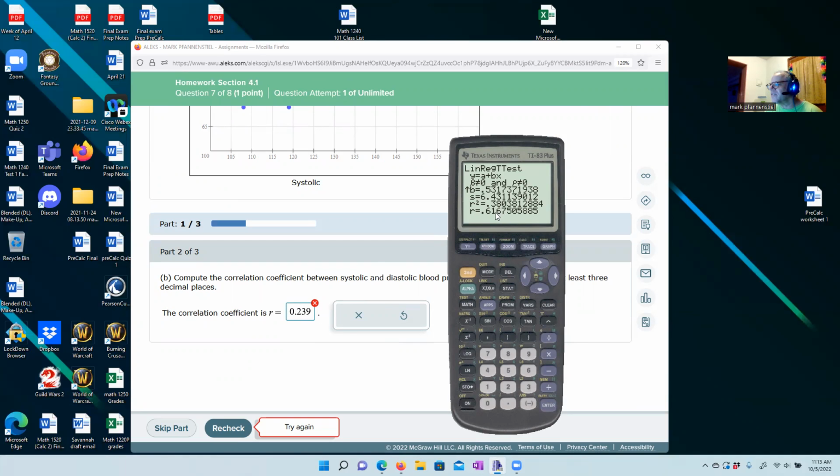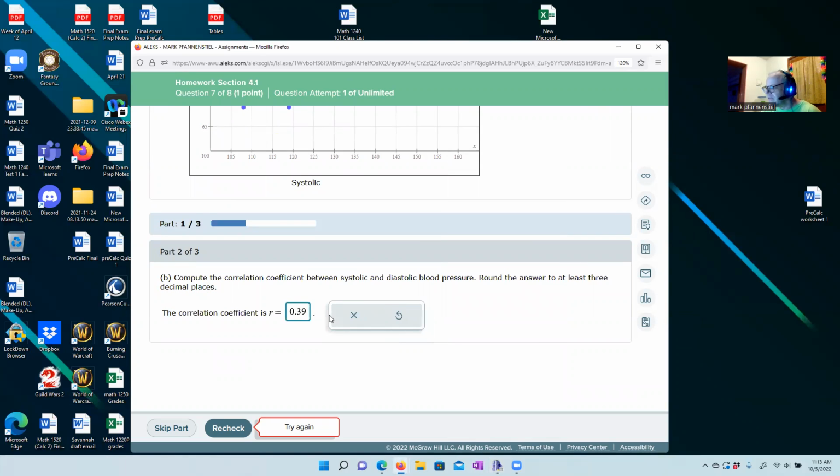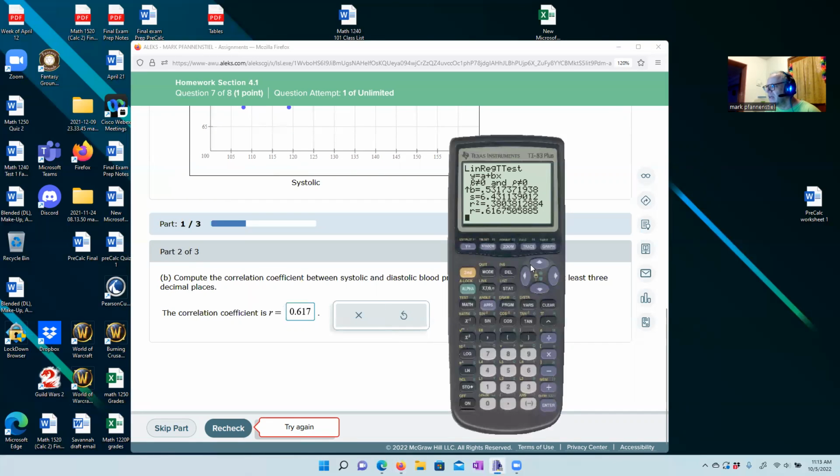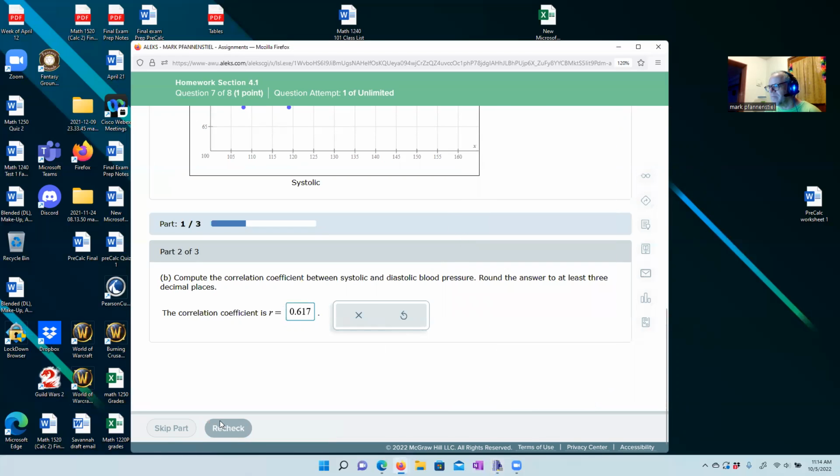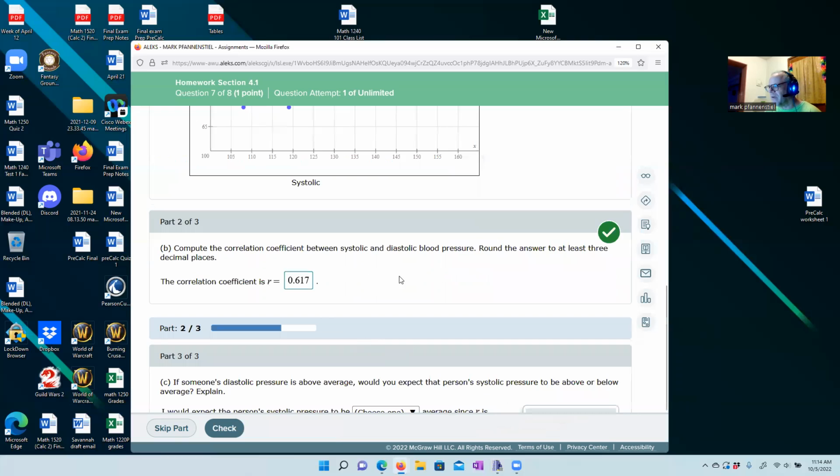So this is 0.617. The 7 is going to turn the 6 into a 7, round up to the next one. So 0.617 rounds to 0.62. Okay, and then we'll check that. Right, hooray, we got the green check mark, so we're ready to go.